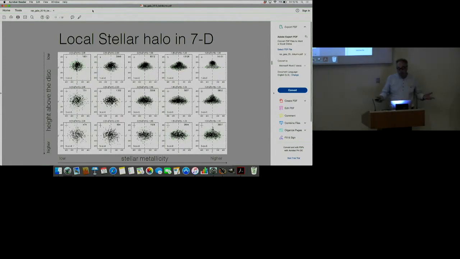And then I can plot up the distribution of velocities as a function of height above the disk, higher and lower, and as a function of stellar metallicity, low in the halo, and then higher metallicity, higher in the halo. So these metallicities are between minus 1.3 and minus 1, whereas these metallicities go down to minus 4. And we can see by eye that we're moving from the land of the meatball to the land of the sausage.